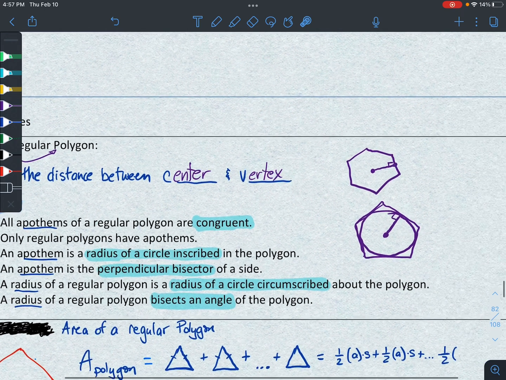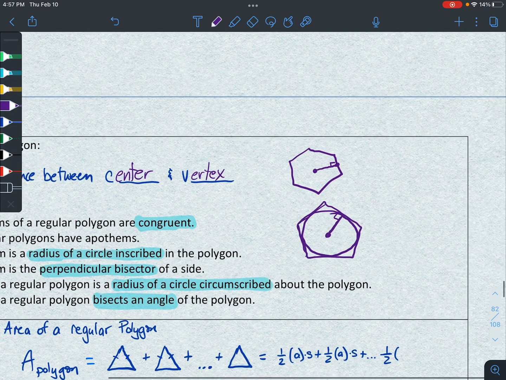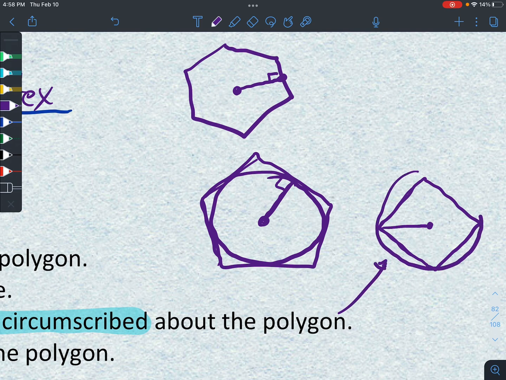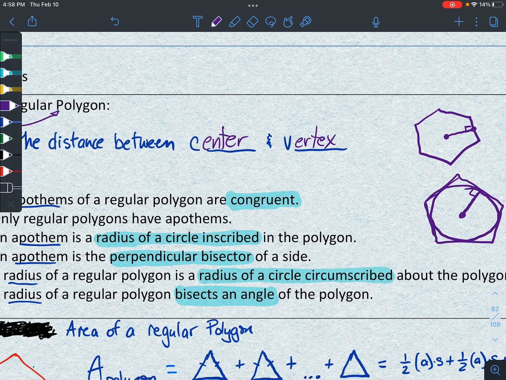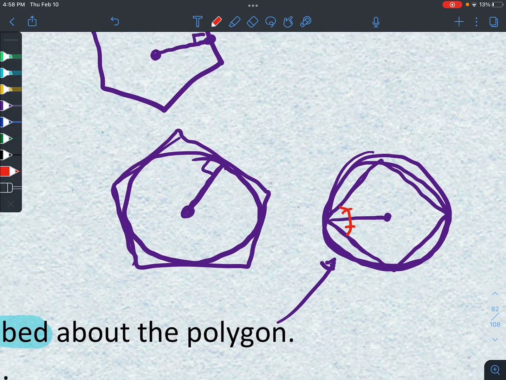The radius is a radius of a circle that is circumscribed. Again, if I draw a square and I draw a radius of a square, it's kind of odd to think about that, then that radius is a radius of the circle too. And the radius of a regular polygon bisects the angle of the polygon. So this angle here is bisected by the radius.